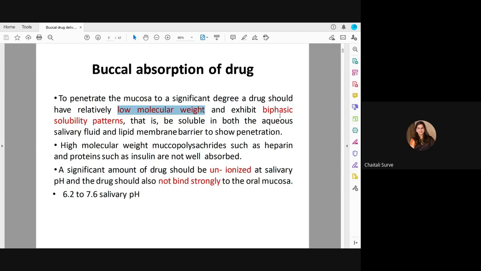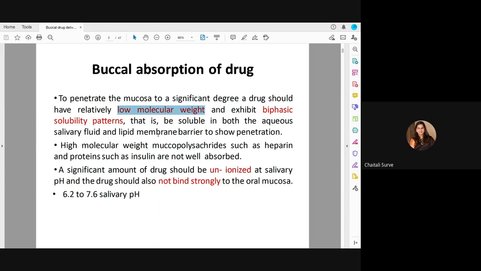Then it should exhibit a biphasic solubility pattern. That is, it should be soluble in both aqueous salivary fluid as well as the lipid membrane barrier to show permeation, show penetration. So basically, it should have some solubility in the salivary fluid, and it should also have some solubility so that it can pass through the lipid membrane barrier.